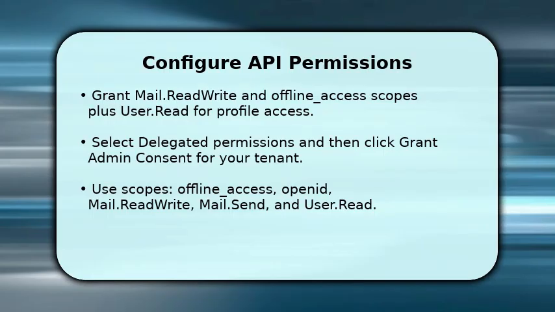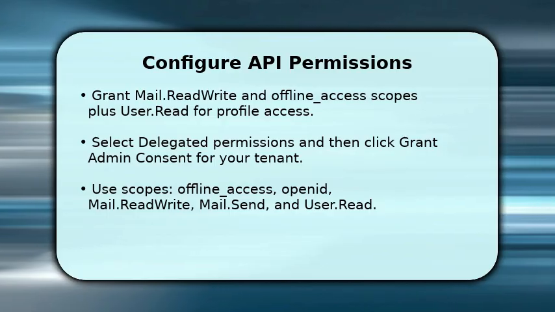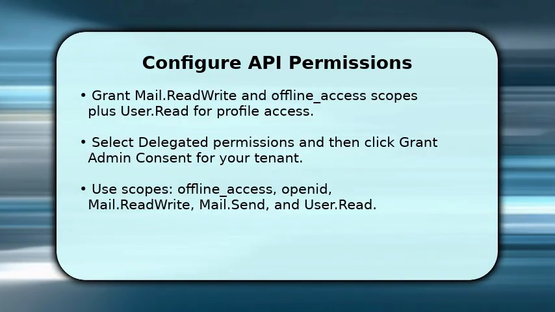Now configure API permissions for the registered app to access Outlook Mail. Choose Delegated Permissions and add Mail.Read, Mail.ReadWrite, Mail.Send, and User.Read. Also include openid and offline_access to enable refresh tokens for long-running workflows.